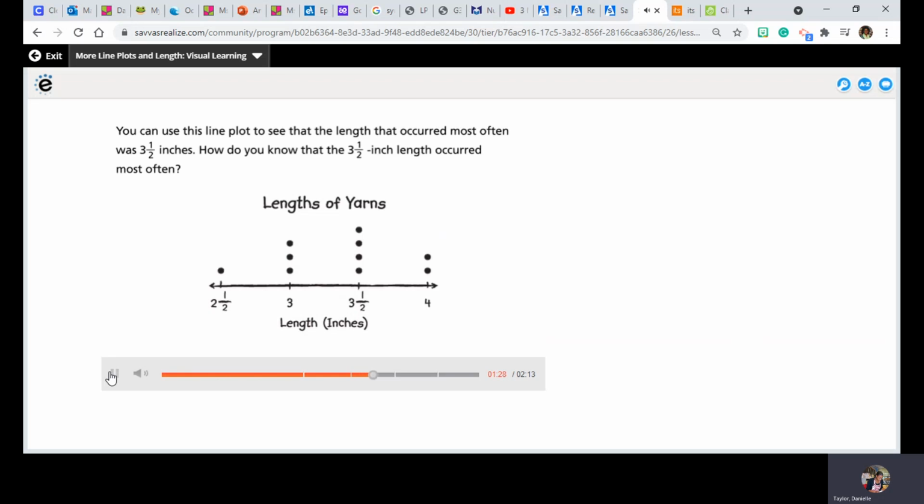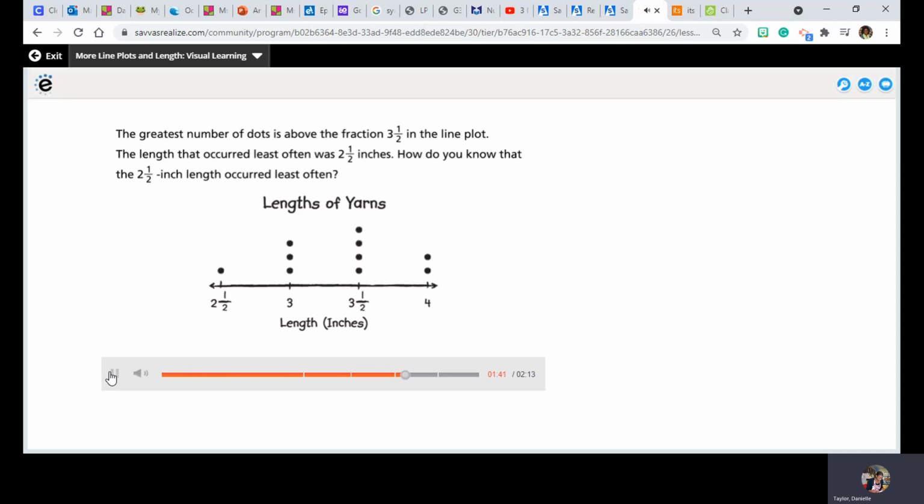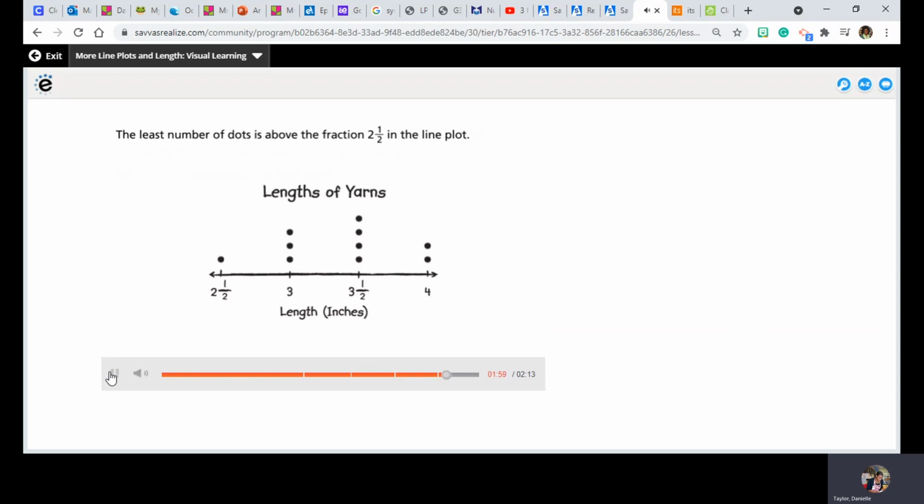You can use this line plot to see that the length that occurred most often was 3 1/2 inches. How do you know that the 3 1/2 inch length occurred most often? The greatest number of dots is above the fraction 3 1/2 in the line plot. The length that occurred least often was 2 1/2 inches. How do you know that the 2 1/2 inch length occurred least often? The least number of dots is above the fraction 2 1/2 in the line plot.